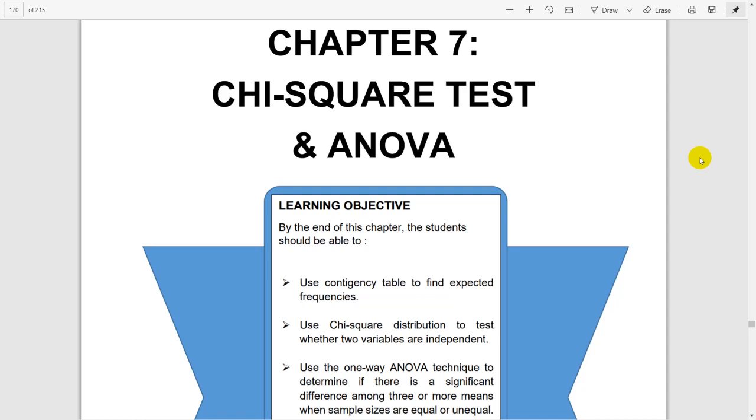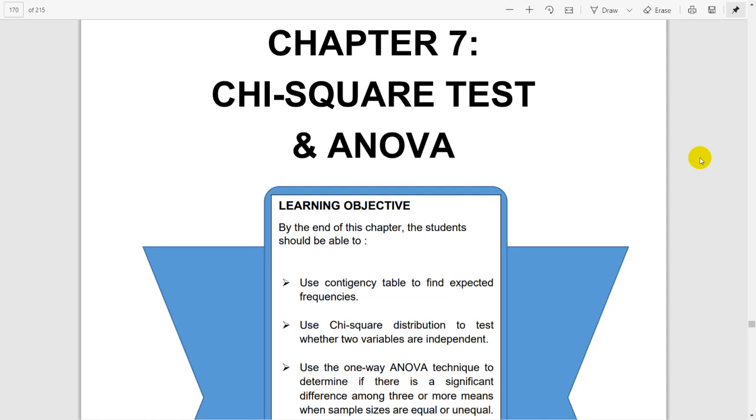dan juga method dia sikit-sikit je. So chi-square sikit, ANOVA sikit. Kita tak pergi lebih deep. Right, so these two will be very usable in your life kemudian lah. Sangat berguna. Kemudian kita akan tengok kenapa, sebab kita nak belajar this one.